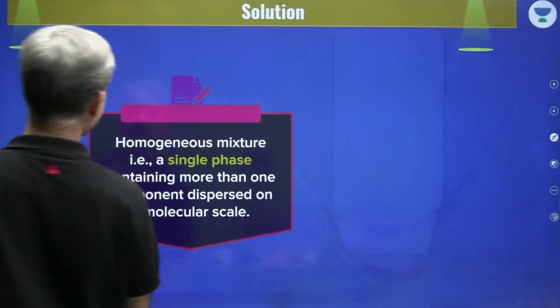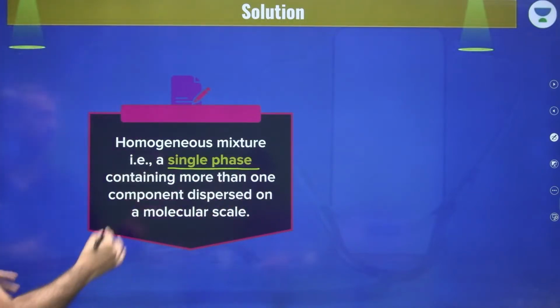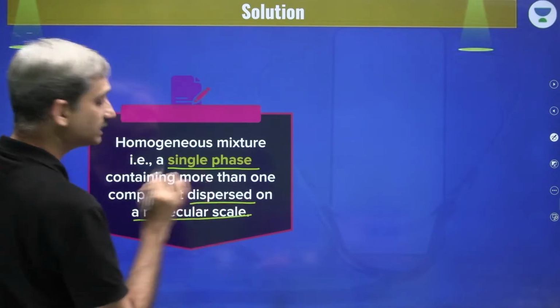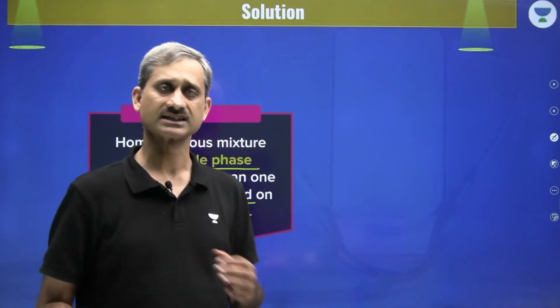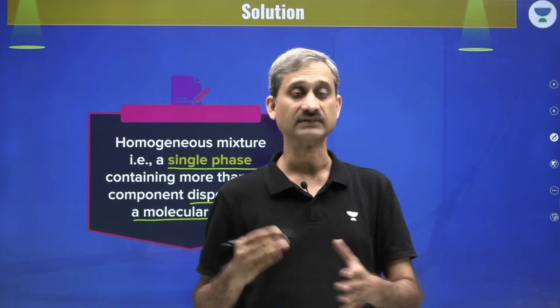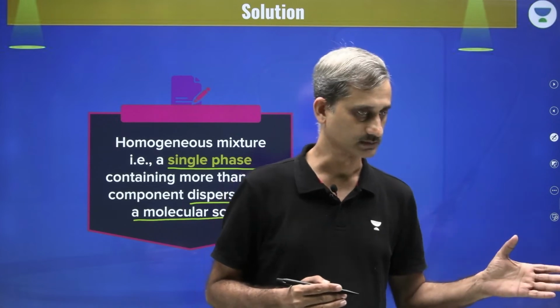So this is what we have as a homogeneous mixture. This is what we have as a single phase that is containing more than one component dispersed on a molecular scale. That is, the components of a solution have a size between 1 to 10 angstrom. That is, they are less than 1 nanometer in size. That is why these components are not visible.